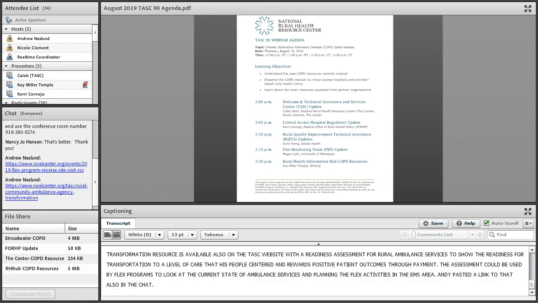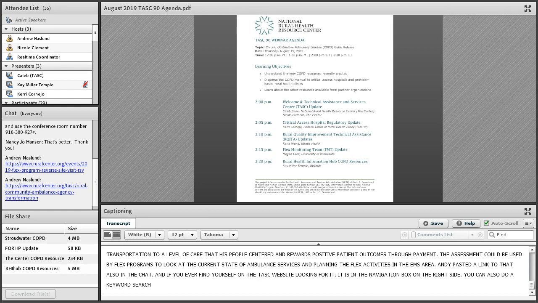And if you ever find yourself on the Tasc website looking for it, it is in the navigation in that lime green box on the right side. You could also do a keyword search for rural ambulance, and that would likely bring it right up for you in the search results.